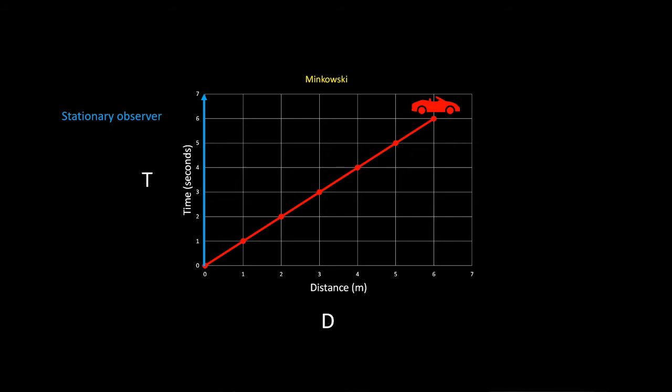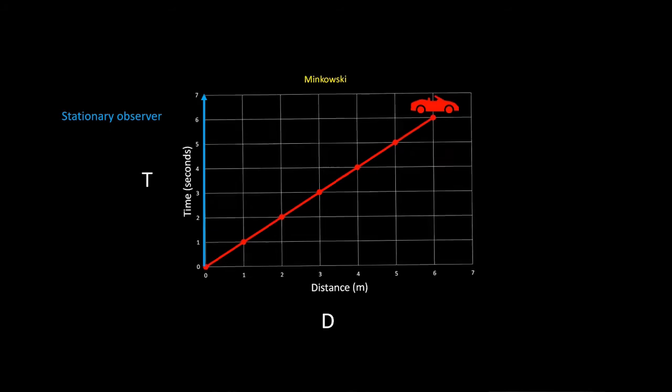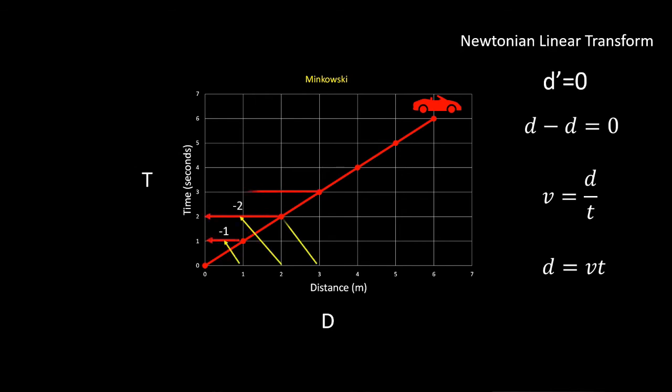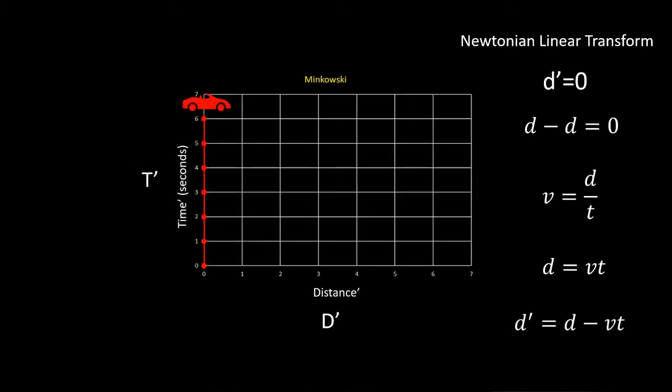Now, if we want to transform this diagram so that we enter the car's reference frame, where the people in the car see themselves at rest, we need to perform some form of rotation of our diagram, as shown now in the figure. Now, a pure rotation will not work, as this would clearly stretch out time. Instead, we want to use a Newtonian linear transform, where the distance at each point is returned to zero by subtracting the distance travelled at that time point. The distance travelled is just the velocity of the car multiplied by the time point, so the correct transform is d' = d - vt.